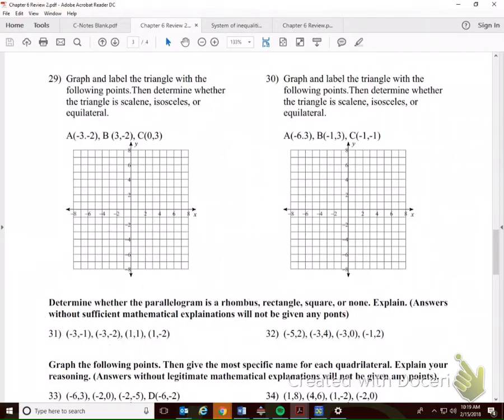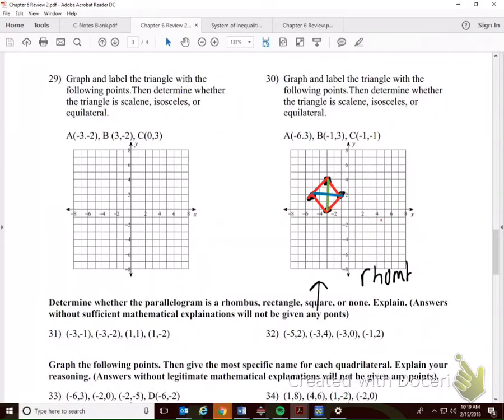Moving on to number 32. So I'm graphing it up there. So this is what it looks like. Now notice when I look at my diagonals. Okay, so rhombus diagonals are perpendicular. Rectangles diagonals are congruent. If it is both a rectangle and a rhombus, it is a square.